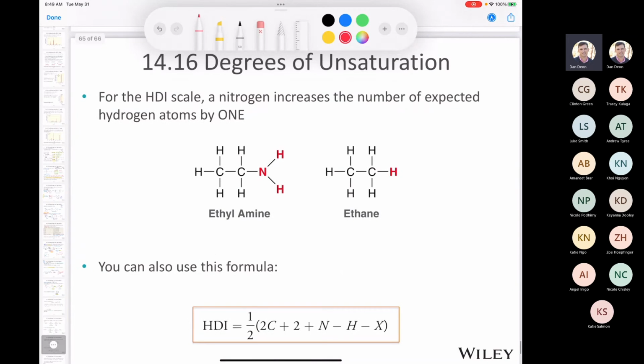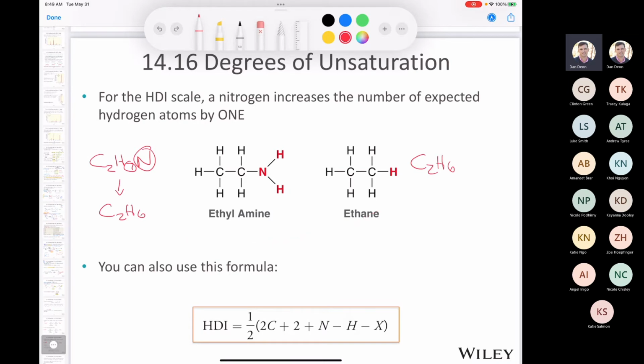But if you have a nitrogen in your molecule, it increases the number of expected hydrogens by 1. So this compound is C2H7N, but it's the same thing as C2H6. So for every nitrogen, you have to remove 1 hydrogen. So you'd have C2H6, right, which is shown over here.